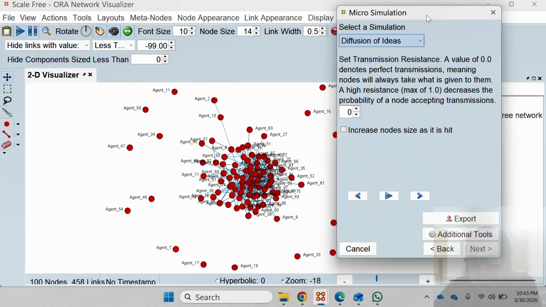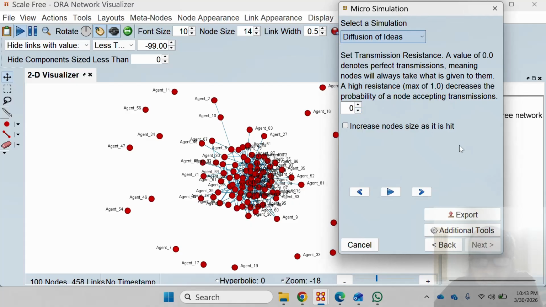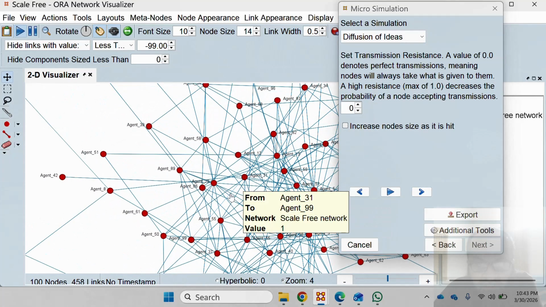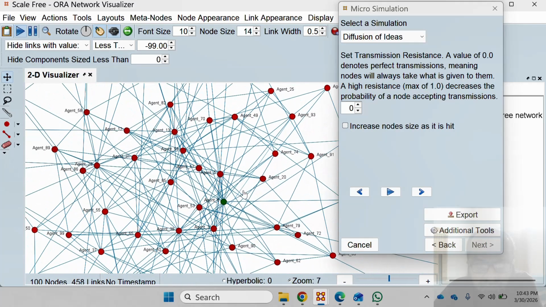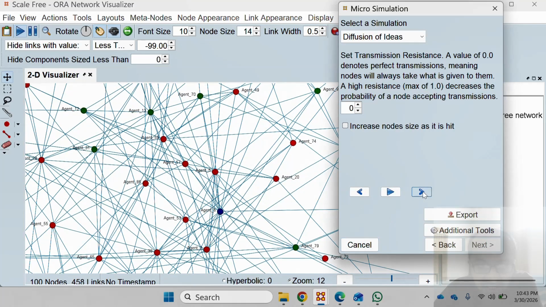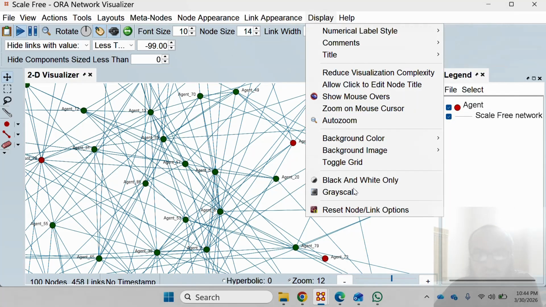Anyway, there is no time setting over here that we can use to slow it down, so let's do it one step at a time. This is step number one. It started with agent number 6. Second step, agent number 6 passes it to agent number 79. Now see, earlier it went to agent number 34, but now in the first step it went to agent number 79. So this is how probabilistic simulations work. And then it went to many other nodes. Again, I'm sorry, it is a diffusion of ideas. We have to keep it as a diffusion of money. I'm sorry, it couldn't go to all the nodes altogether.